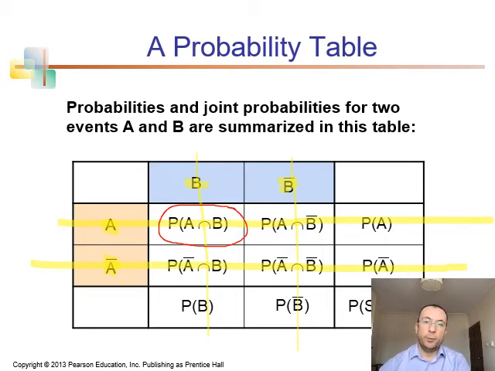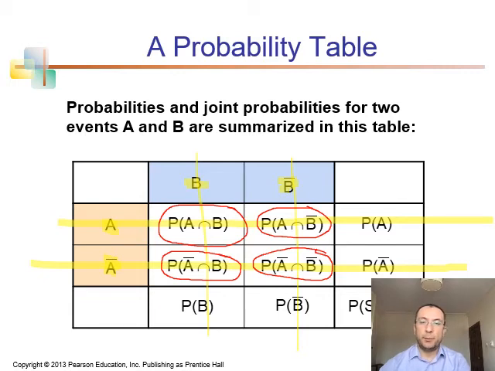Now let's do it for the complements. A complement intersect B complement. This is the probability of A complement intersect B complement. Now the probability of A intersect B complement will be here. This is P(A intersect B complement). And the probability of A complement intersect B will be here. Probability of A complement intersect B. Now those are called the intersection probabilities.